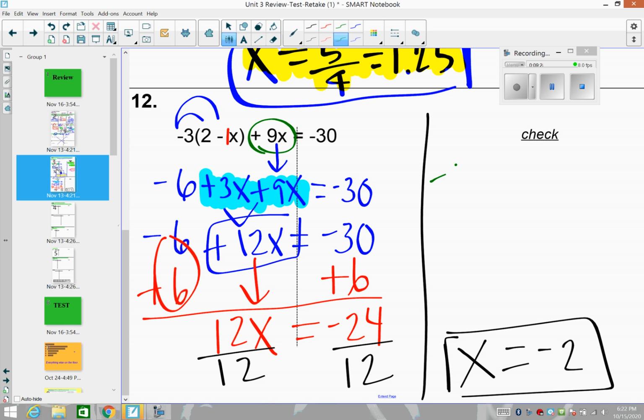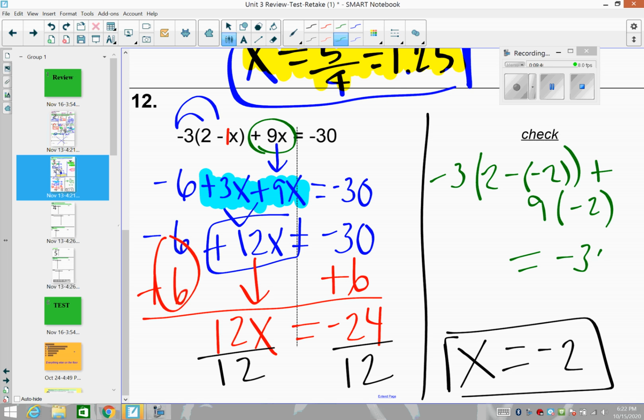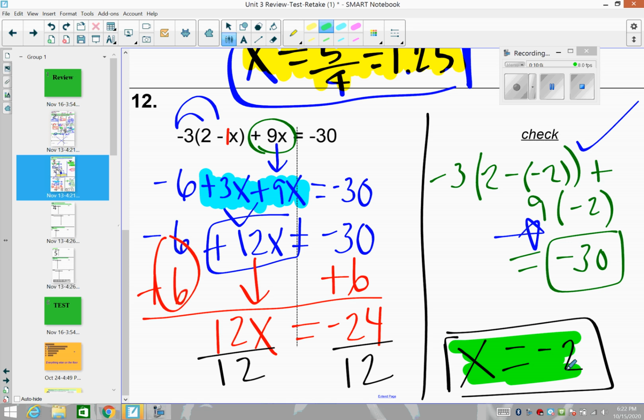Plugging back in then, we have -3, 2 minus, be careful there, 2 minus -2, plus 9 times -2. The question is, does that equal -30? So using my calculator to substitute that back in, we have -3 times the quantity of 2 minus -2. That's yucky looking. Plus 9 times negative 2. Does that equal negative 30? And sure enough, it does. Yes, indeed. So this is checking out for me. Yay! Which means that x equals negative 2 is the solution to that equation.